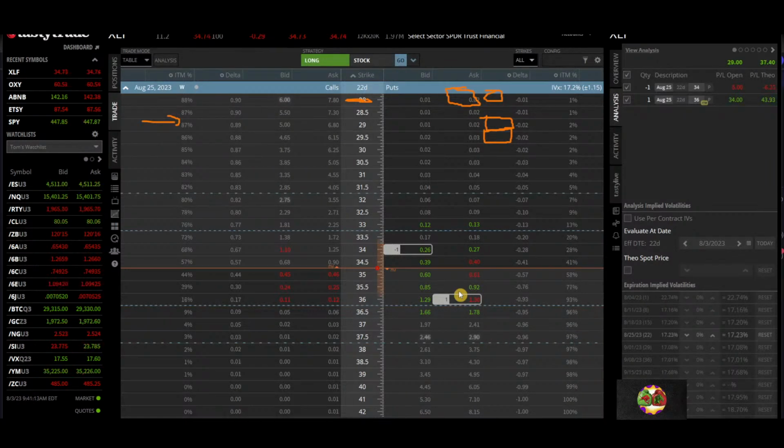So the max amount of money that I can make on this trade is the width of the spread minus the price that I paid. So what is the width of the spread? It's $2, right? So the width of the spread equals $2. Now, that's not the max profit. The max profit is minus what I paid for the trade. I don't remember what I paid for the trade.